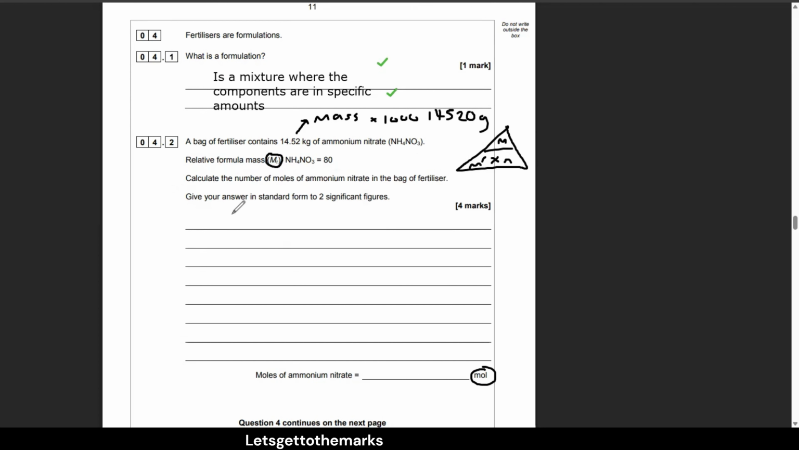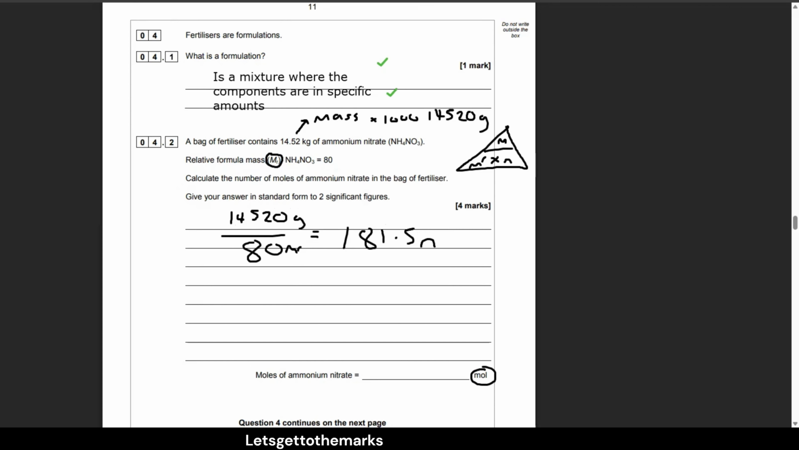So that's all we've got to do, folks. You get 1 mark for converting the mass from kilograms to grams, like that. Then divide it by the MR of 80. So mass in grams over MR. And that is going to give us, divided by 80, 181.5 moles. And I use n for number of moles.